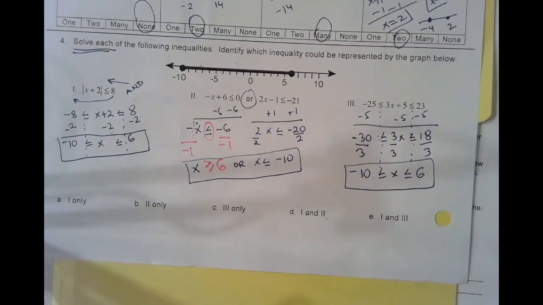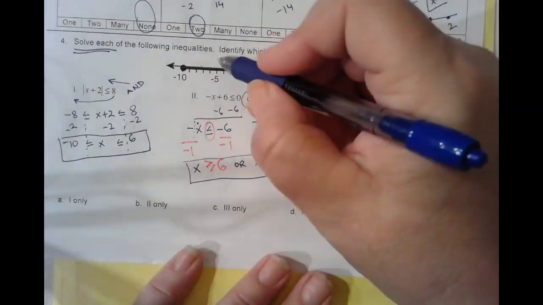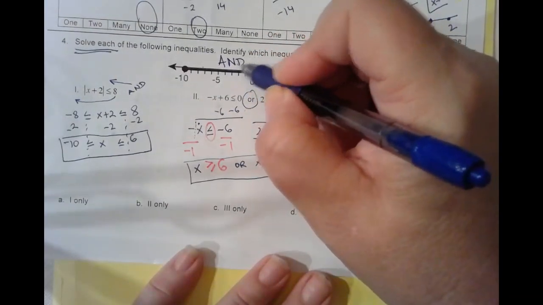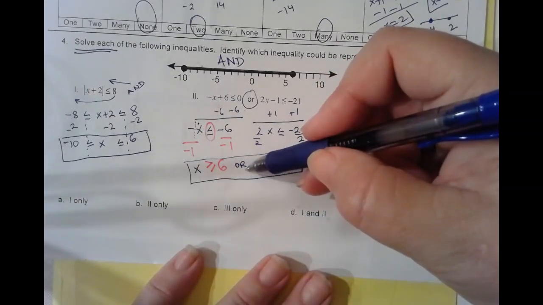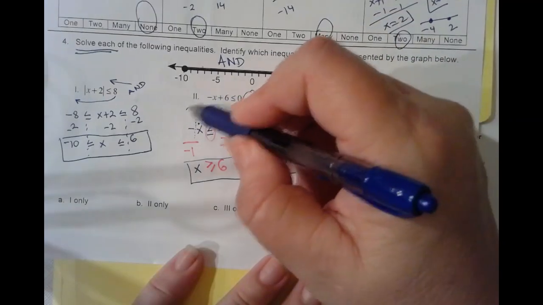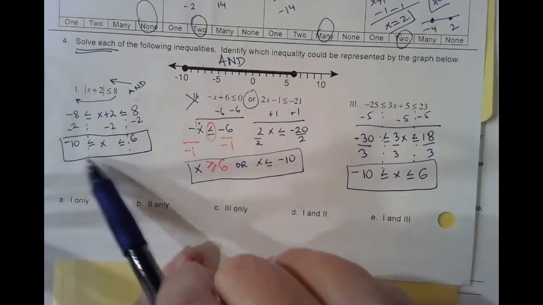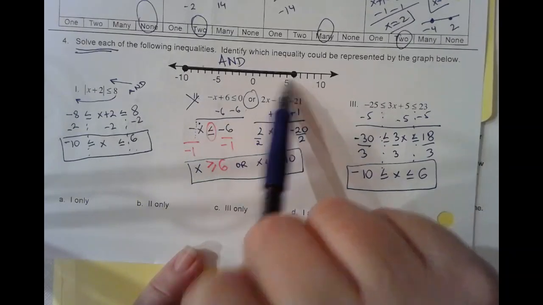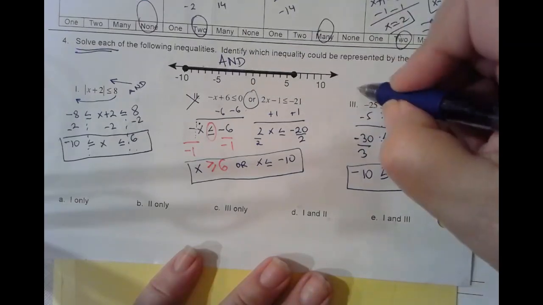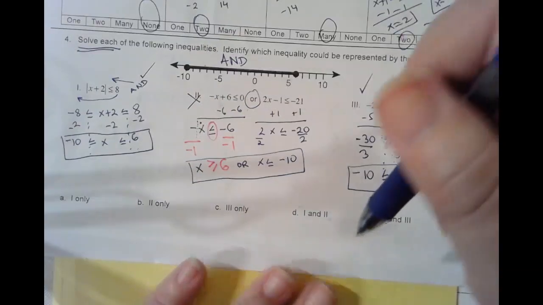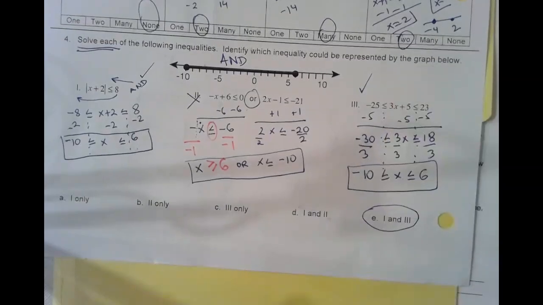So you have a decision to make. First of all, now that I solved each one, I can look at the graph, and I know that this is an AND graph. So which answer can I automatically eliminate? My OR graph. So I can eliminate 2. And if I look at my first, it's negative 10 to positive 6, solid circle, negative 10 to positive 6, solid circle. So my answers are 2 of them, which is what? 1 and 3. So my answer is 1 and 3.